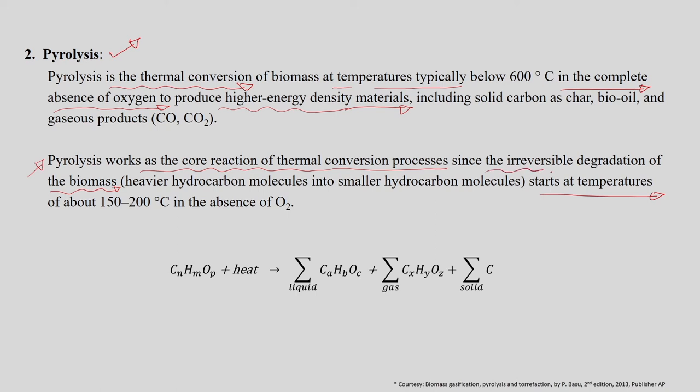Since the irreversible degradation of the biomass starts at a temperature range between 150 to 200 degrees C and in total absence of oxygen, it converts the higher hydrocarbon molecules into lower molecular weight compounds and can be effectively converted into either liquid, solid or gaseous products as well.